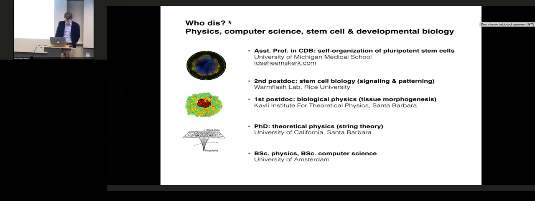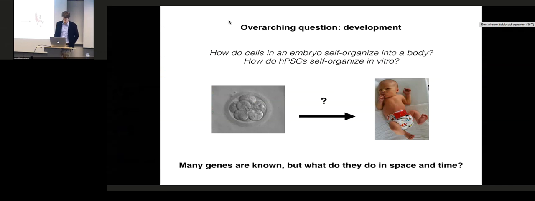And the scientific question that got me into biology is that of development. So how does a single fertilized egg cell give rise to an entire precisely proportioned body consisting of many different cell types in all the right places? And then in a more recent incarnation, how are pluripotent stem cells in a dish able to recapitulate some aspects of this development in a self-organized manner?